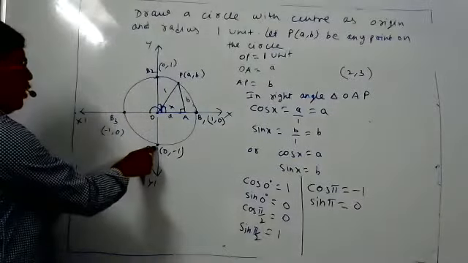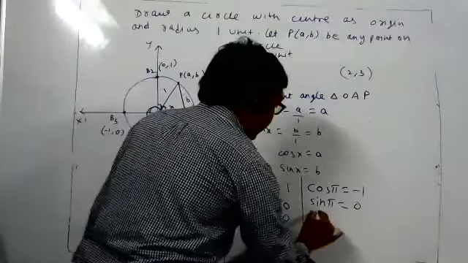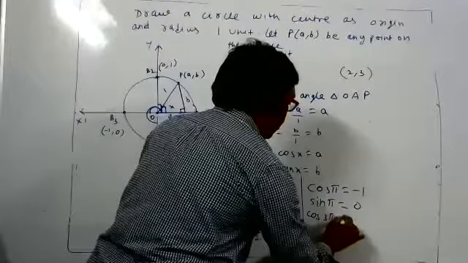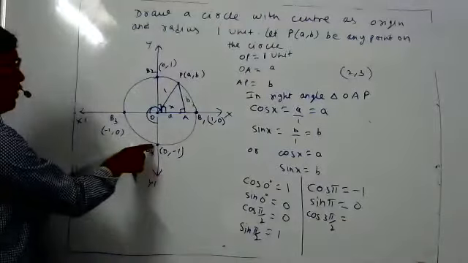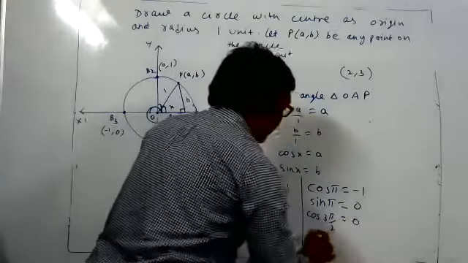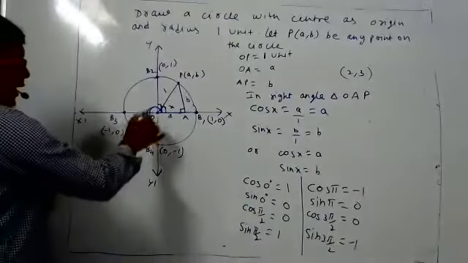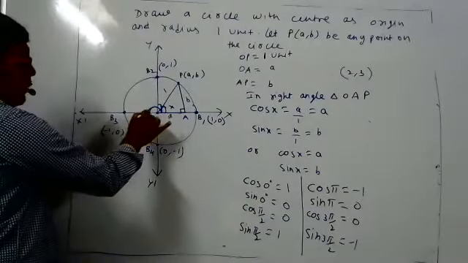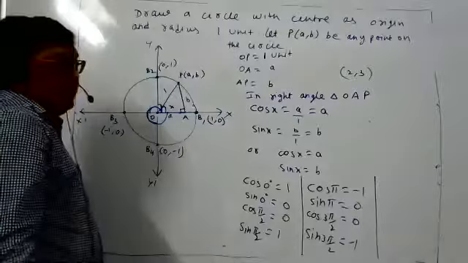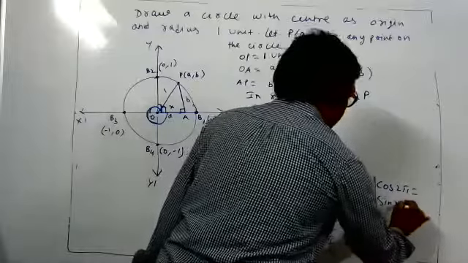Suppose the terminal side is along B4. Then what is the angle? 270 degrees. 270 is called how much radian? 3 pi by 2. Cos theta is which coordinate? X coordinate. Cos 270 how much? 0. Remember this value. Sin 270 is -1. Now again the angle has completed one revolution, so the angle has become 360, that is 2 pi. Cos 2 pi how much? 1.